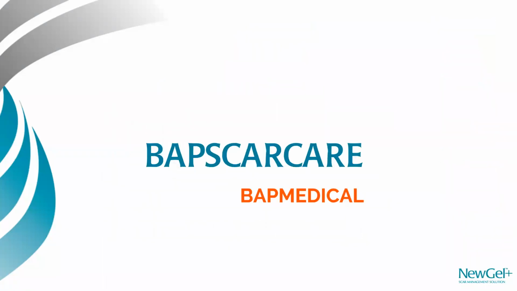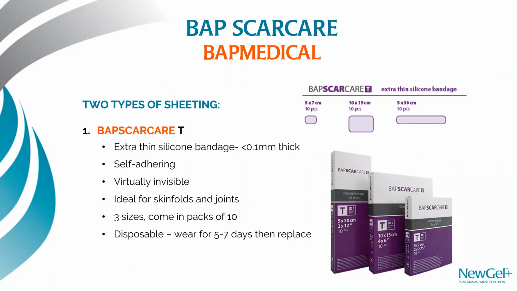So our final sheeting competitor that we're going to talk about today is BAP Scar Care by BAP Medical out of the Netherlands. This was an interesting product for me to take a look at because it's the only one that I've seen that has 2 different types of sheeting. They have their BAP-SCAR Care T and BAP-SCAR Care S. As you can see here on this carton, you see the big T above the sizes, and that indicates that it is this T, which is extra thin silicone bandage. It is less than 0.1 millimeters thick.